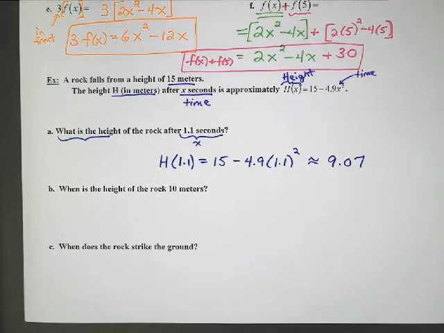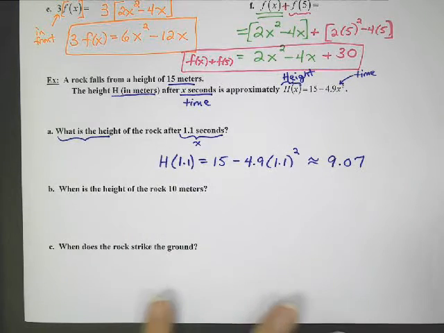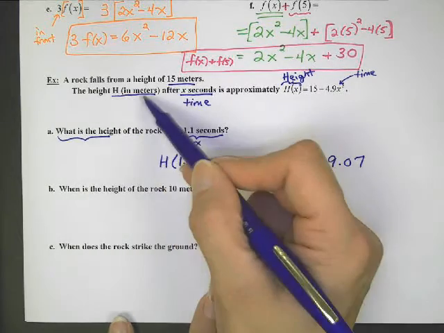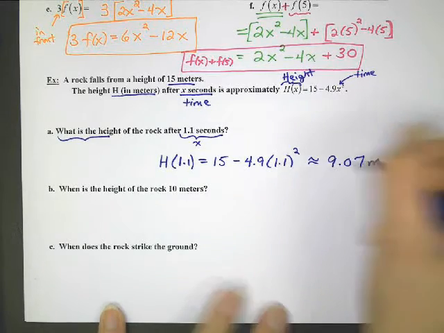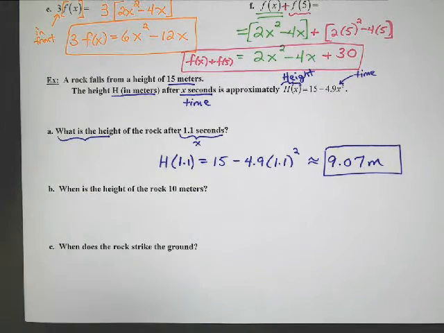Did you get 9.07? Rounded nicely to two places, except we need to put some meaning into this. It said, what is the height? Well, the height is 9.07 what? We have to look here for the units, and it's meters. All right, let's answer some more questions here.